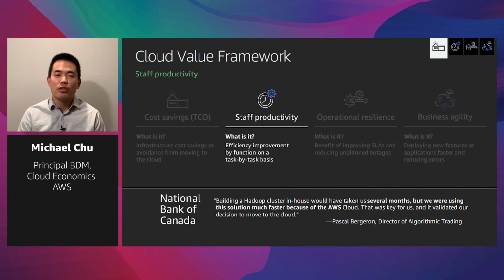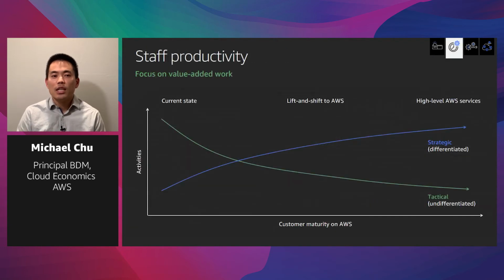Okay, the next dimension of value we're going to look at is staff productivity. As a reminder, staff productivity is the FTE benefit of reducing or eliminating time spent on tasks that are no longer needed with the cloud. Now, what happens is that as you move to the cloud, you're able to reduce your time spent on undifferentiated, heavy lifting type tasks and increase the percent of time you're able to spend on strategic, differentiated work.